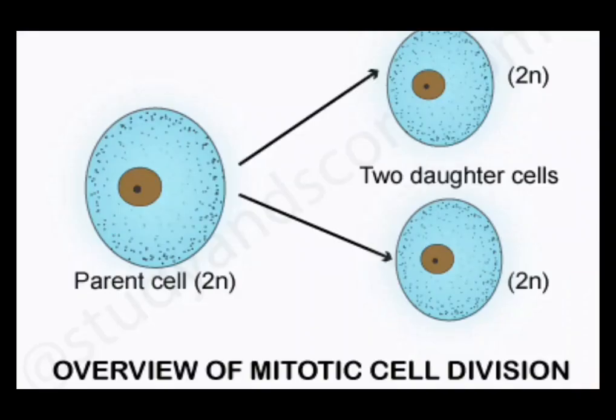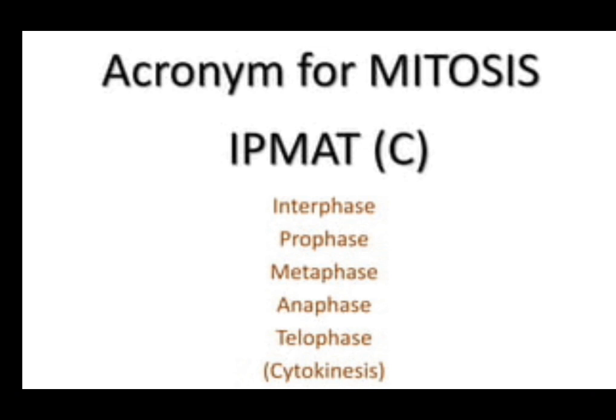Mitosis can be divided into 5 phases. They are the interphase, the prophase, the metaphase, the anaphase, and the telophase. For short, just use the abbreviation IPMAT. So IPMAT is the acronym to remember these different phases of mitosis.